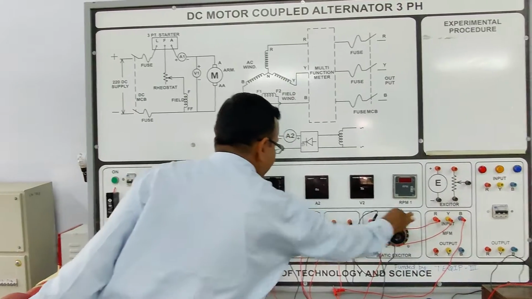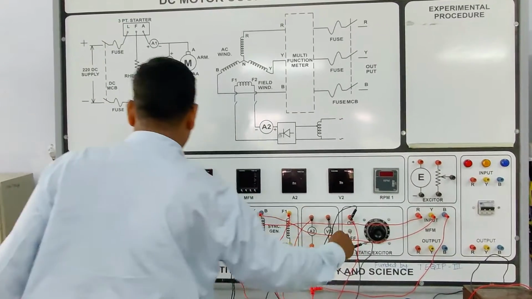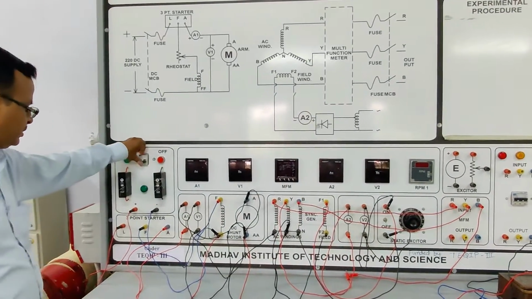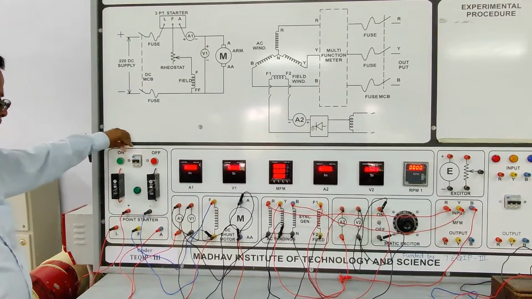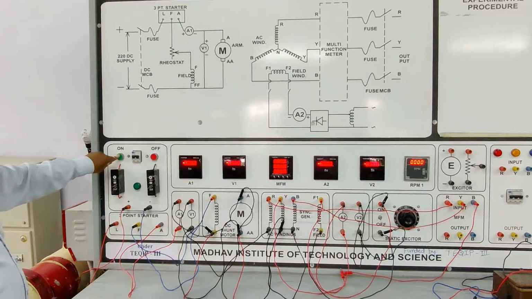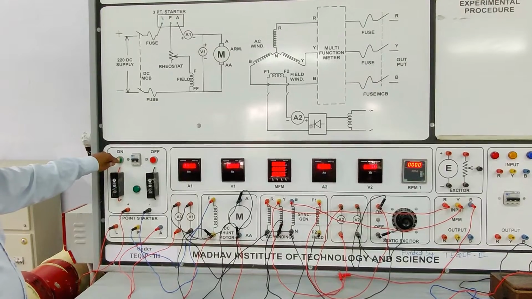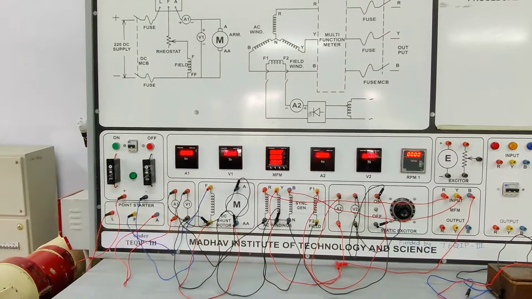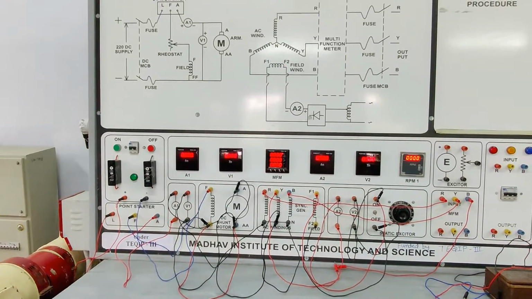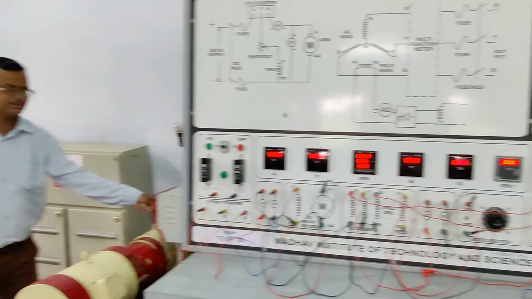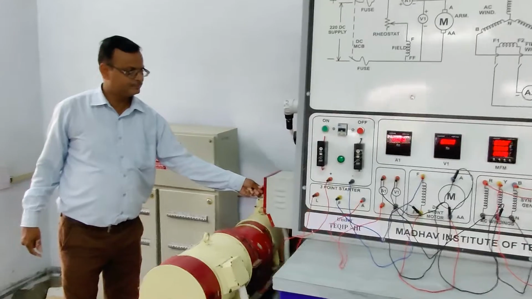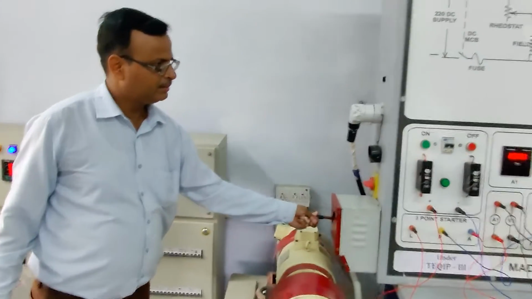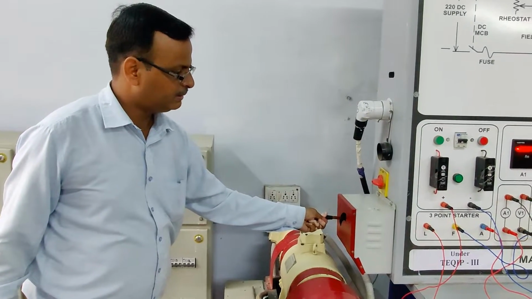The DC exciter is set to 0, switch it off and switch on, and first of all we start the DC motor with the help of the starter. This one is the starter, the 3-point starter.